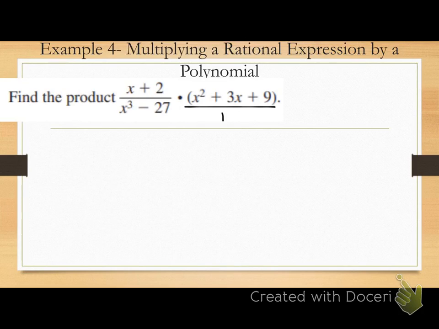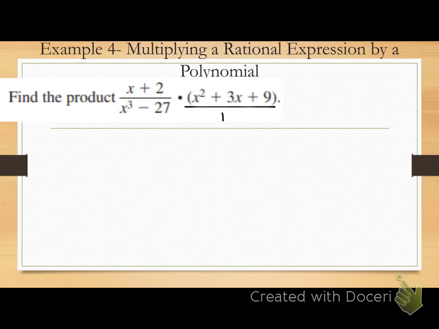What's another word for subtraction? Starts with a D. A D, as in dog. Difference of 2 cubes. This is a difference of 2 cubes. Because I can take the cube root of x cubed. I can take the cube root of 27. There's a minus sign between them. Right? So, does anyone remember the difference of cubes formula?